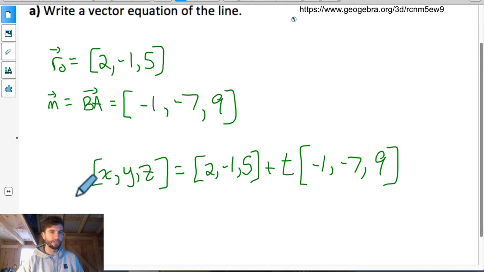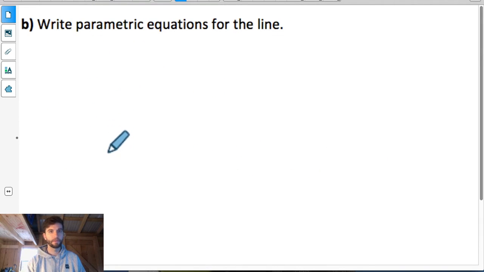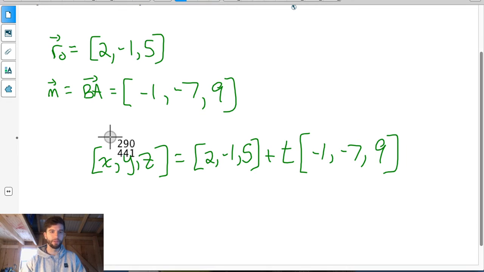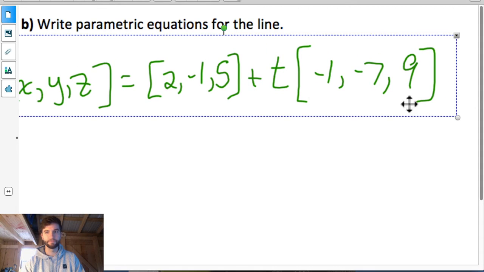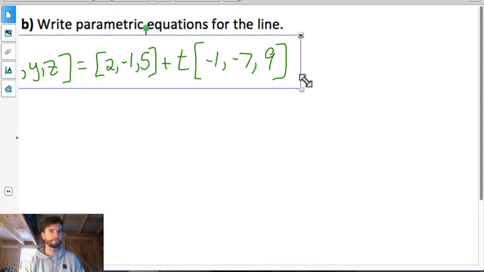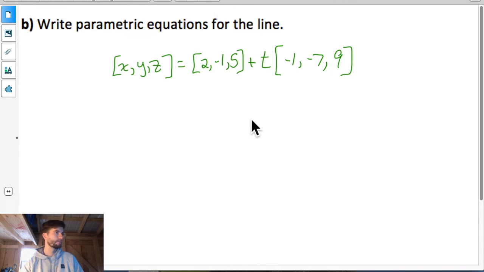I think part B will ask us to write the parametric equation of the line. Yep, so let me just copy and paste this over. And we'll use this to help us write the parametric equation. Any questions so far? Just throw them into the chat. No questions?